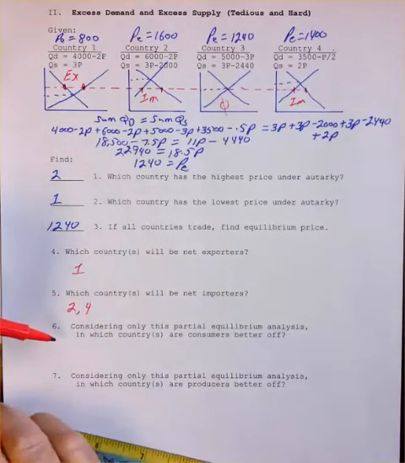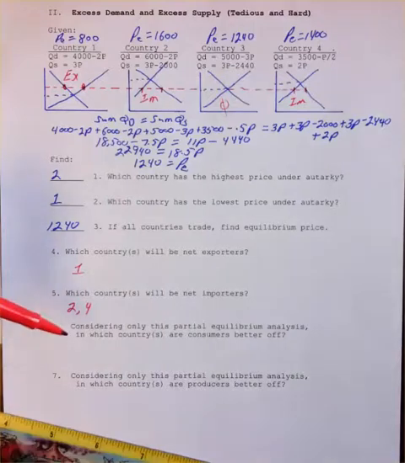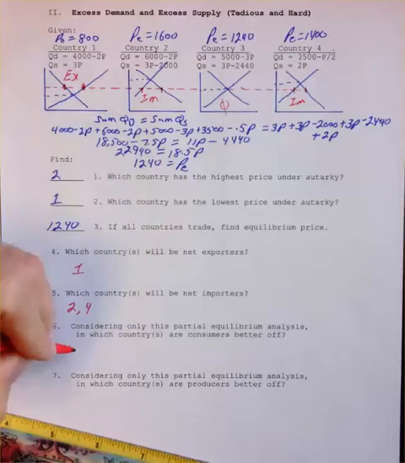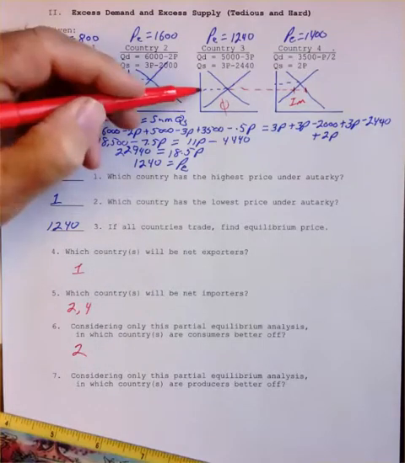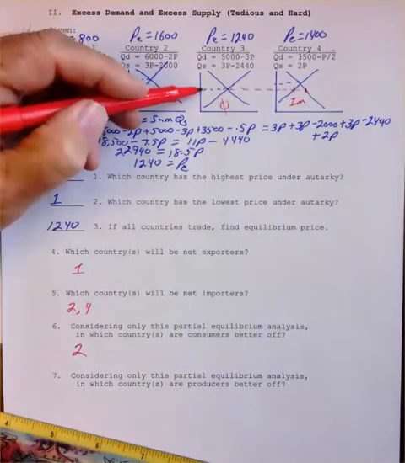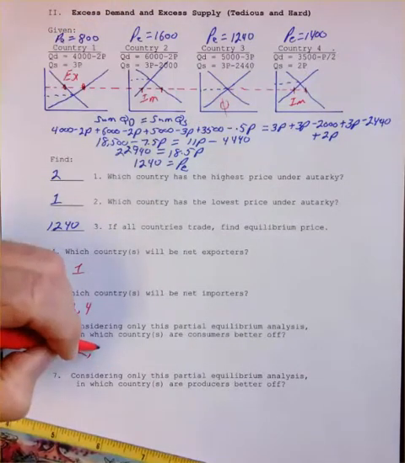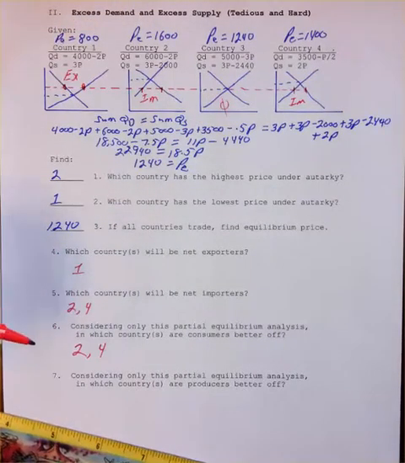Considering only this partial equilibrium analysis, in which country or countries are consumers better off? Well, let's see. They're not better off in country 1 because the price has gone up for consumers. In country 2 they're better off because the price has gone down after world trade. In country 3 the price has stayed exactly the same, so consumers are indifferent. And in country 4 the price has gone down. So consumers are better off in countries 2 and 4.